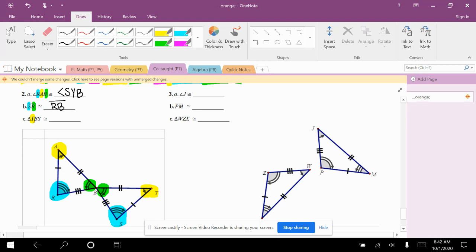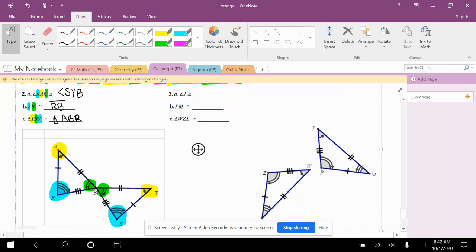Triangle YBS: Y is yellow, B is green, and S is blue. In the other triangle, A is yellow, B is green, and blue is R. So triangle YBS is congruent to triangle ABR.